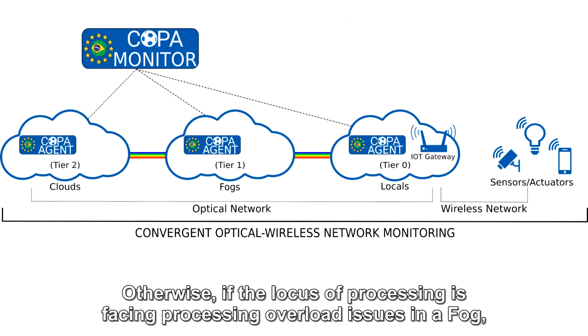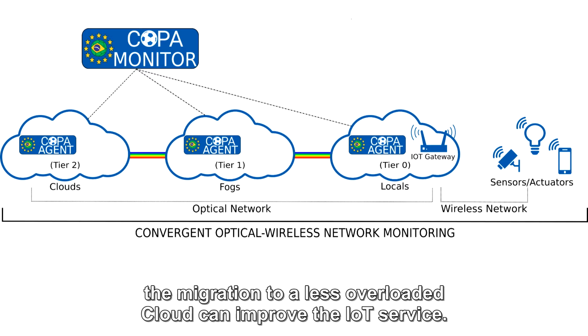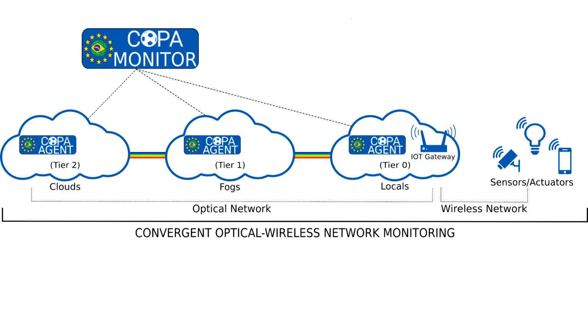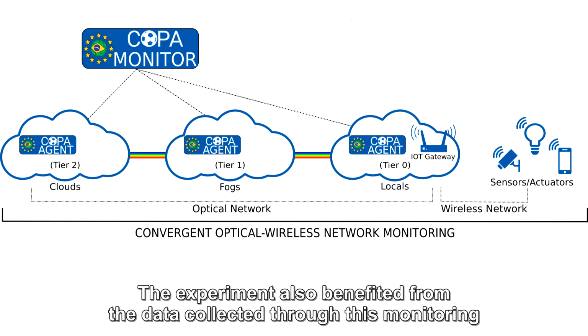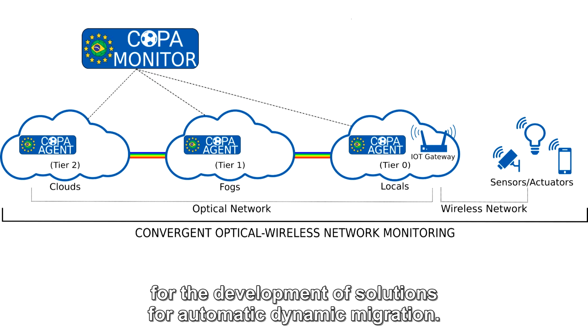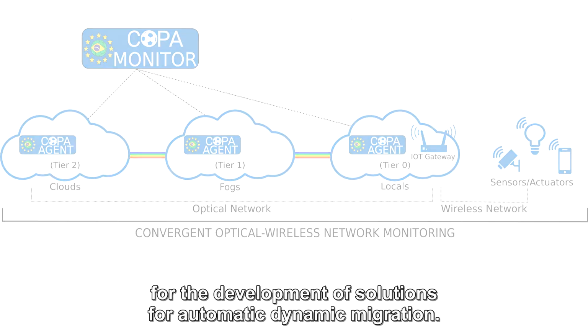Otherwise, if the locus of processing is facing processing overload issues in a fog, the migration to a less overloaded cloud can improve the IoT service. The experiment also benefited from the data collected through this monitoring for the development of solutions for automatic dynamic migration.